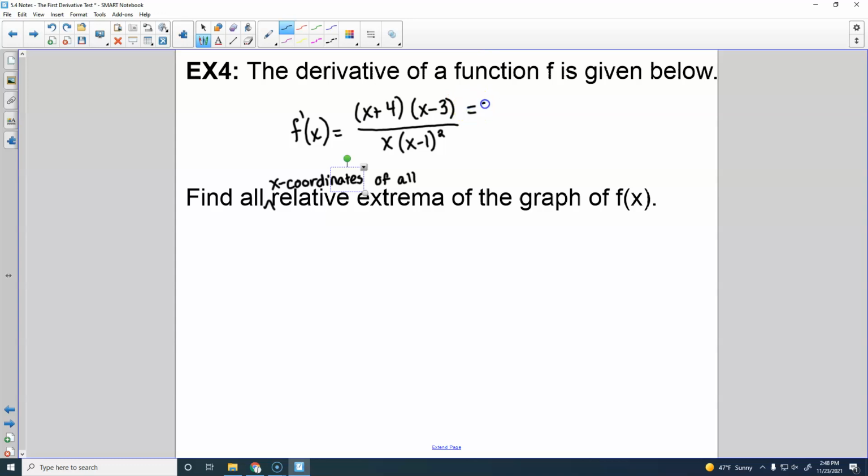You would set the numerator equal to 0 and the denominator equal to 0. So in the top, you would get x equals -4 and x equals 3. In the bottom, you're going to get x equals 0 and x equals 1. Technically, it's x minus 1 squared, but this means 1 shows up twice there. So these are your critical points.